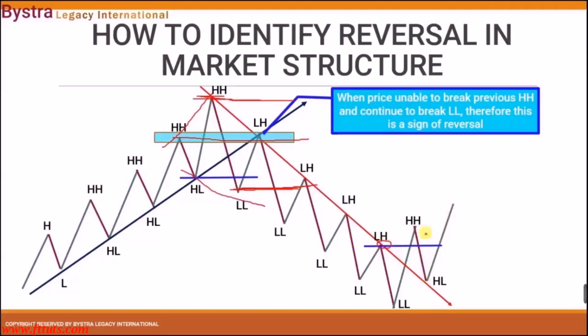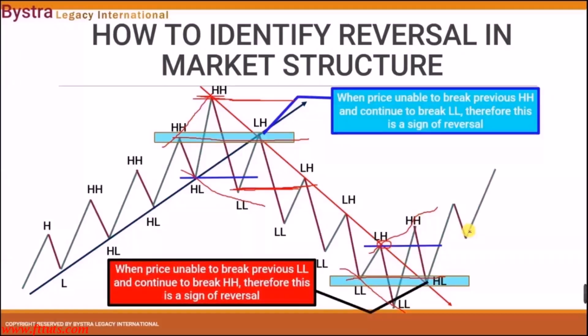As we can see here, price has created a new higher low, and at the same time this is a QM. Okay, QM, we have the over and under, left shoulder. At the same time we have this low, high, lower low, higher high. Price comes back to test this left shoulder and continues on an uptrend. So when the price is unable to break the previous lower low and continues to break this higher high, therefore this is the sign of reversal.